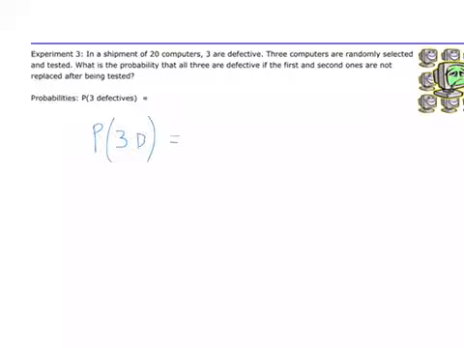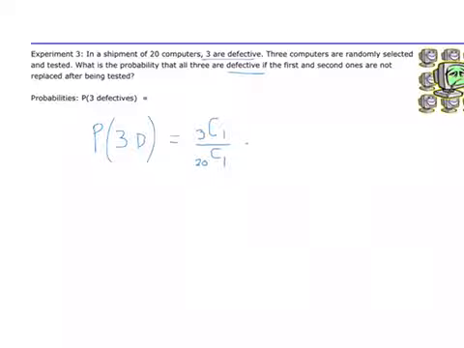So now we've got 3 defective computers. How many ways can we choose one of those out? Well, that's going to be 3 choose 1. Remember, probability is the number of ways an event can happen, and we're looking for it to be defective. And we know we've got 3 defective ones, so 3 choose 1, divided by the number of ways anything can happen. Well, we've got 20 computers, and we can do 20 choose 1.